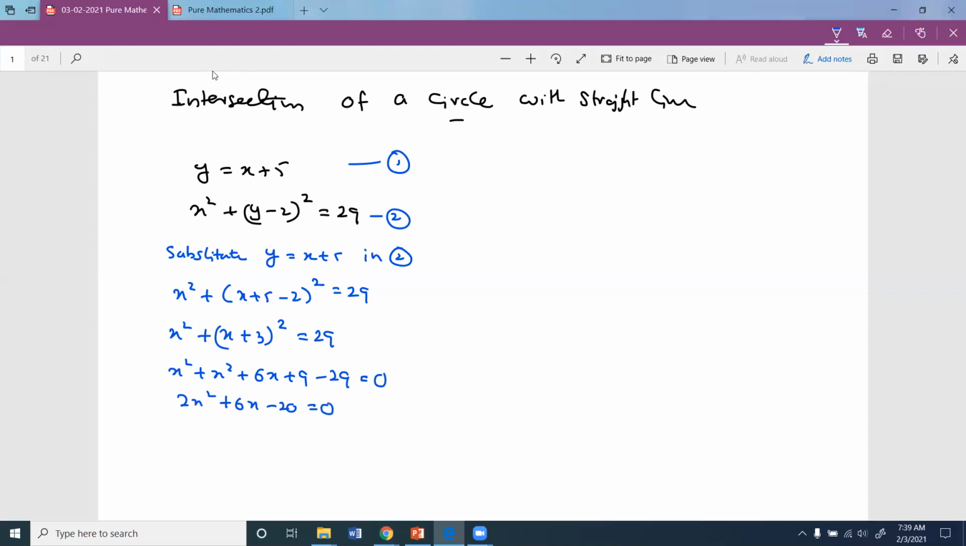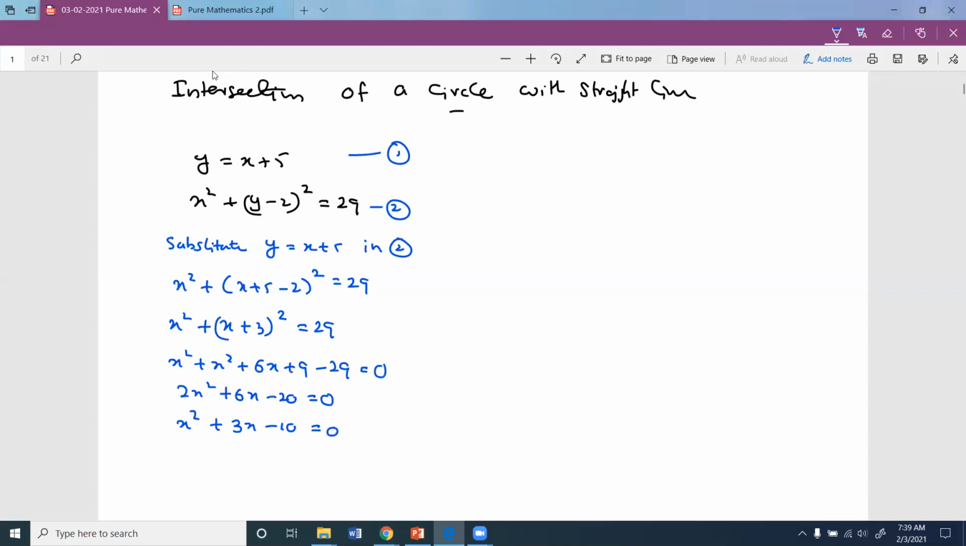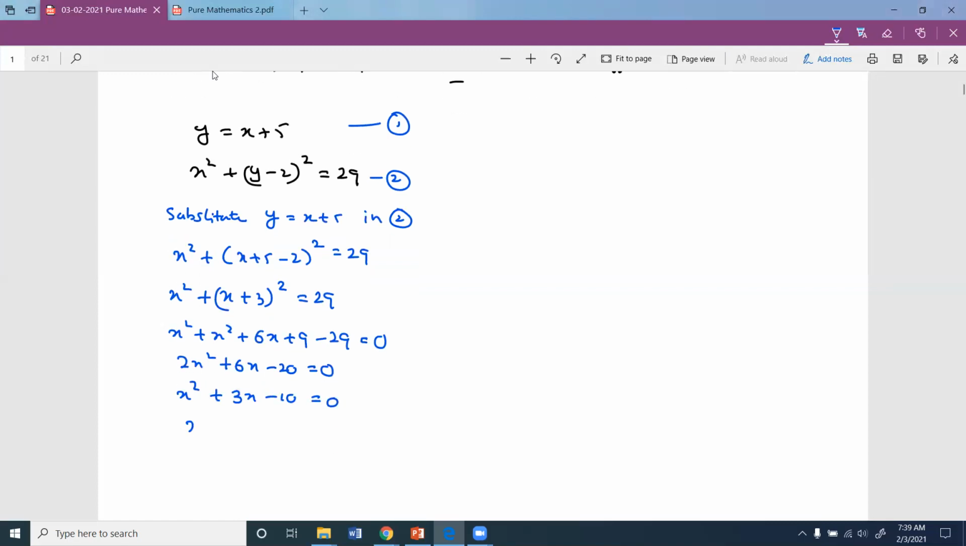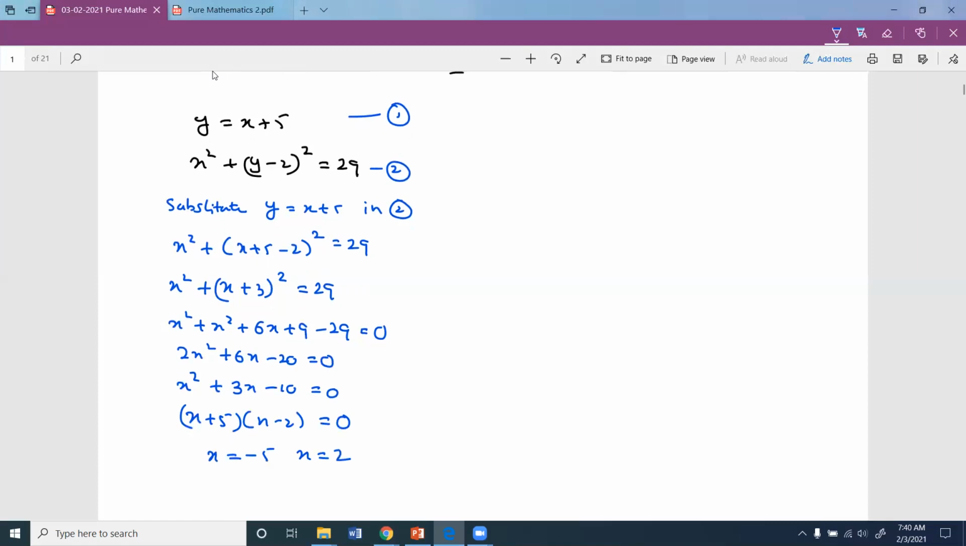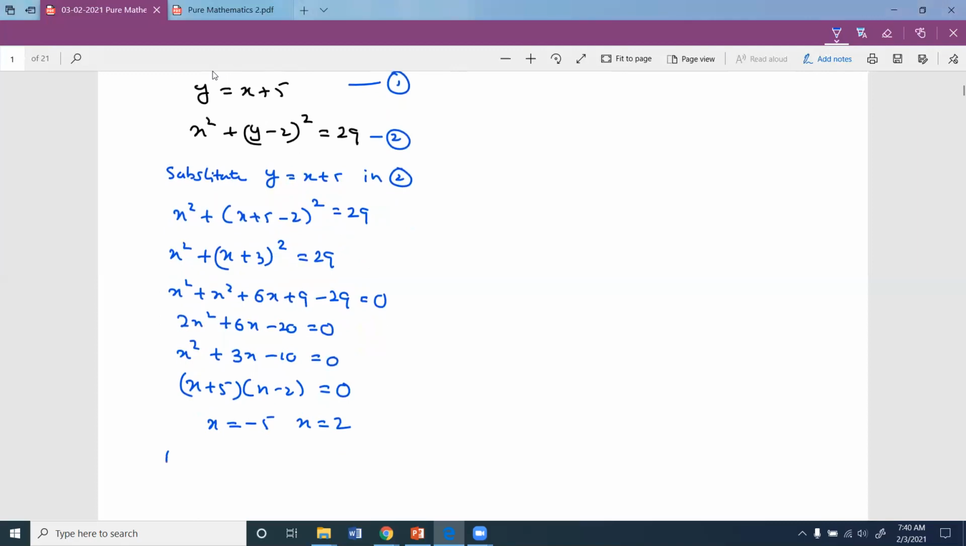Now all the terms are divisible by 2, just for simplification: x squared plus 3x minus 10 equals 0. If you simplify this, (x plus 5)(x minus 2) equals 0, that is x equals minus 5 and x equals 2. So there are two intersections of this straight line with the circle. Then we'll find out the y values.